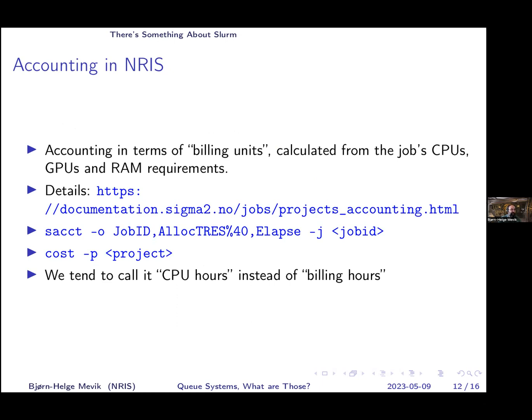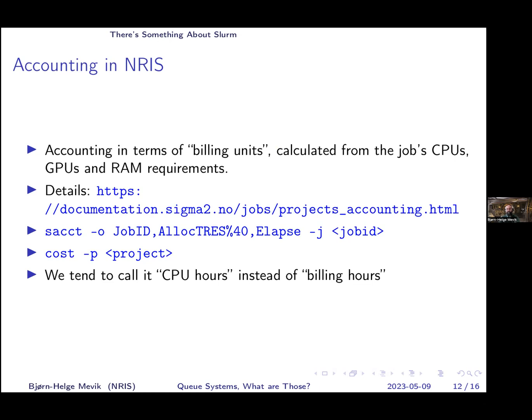Finally, I think that's the last part of the Slurm thing here. Accounting: as I mentioned earlier, you have CPU hour quotas. Well, they're not technically CPU hour quotas. For historical reasons, we still call them that, but what you actually have is billing hours quota. And the billing units of a job are calculated based on how many CPUs it asks for, how much memory it asks for, and how many GPUs it asks for.